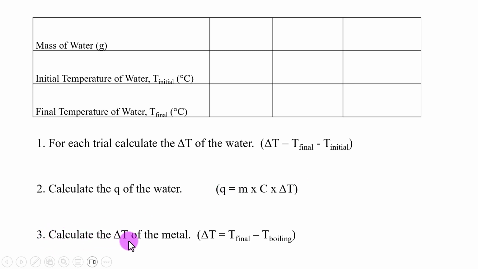The next part is calculate the change in temperature of the metal. The way you calculate it is the same. You do final minus initial, but the final temperature is going to be the final temperature of the water, because they end up at the same temperature, minus the boiling temperature. That's the initial temperature of the metal. This will be a negative number, and it's okay. That negative just tells us that the metal is losing heat.